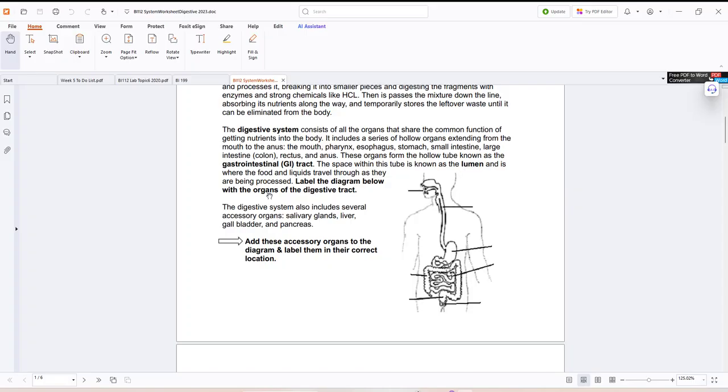And then a lot of students forget this part. They don't read this part. It says the digestive system also includes several accessory organs: the salivary glands, the liver, the gallbladder, and the pancreas. So add these accessory organs to the diagram and label them in the correct location. So you need to add these 4 accessory organs. You can just draw them in. It doesn't have to be perfect.